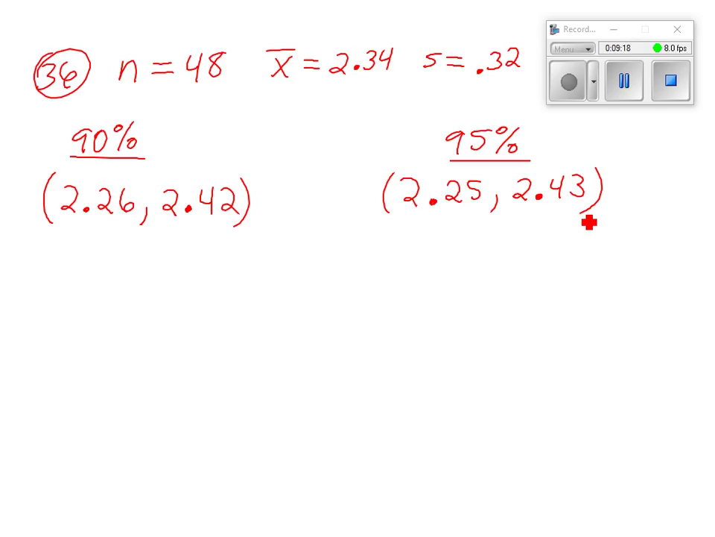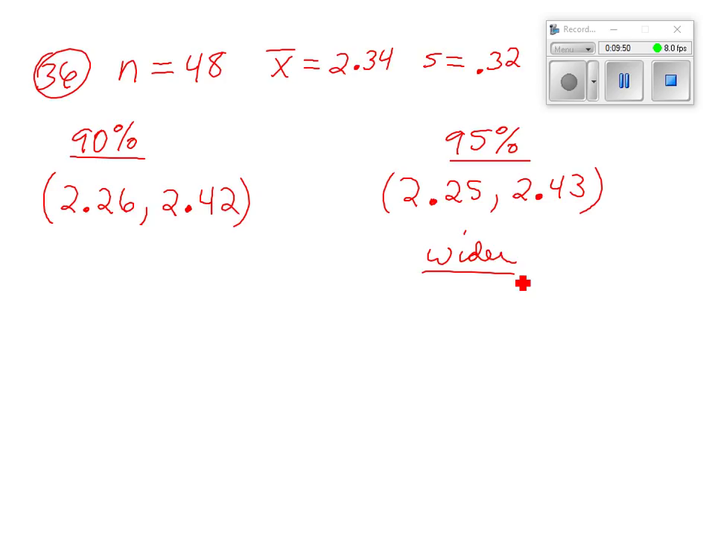Now they want you to compare the two. They're pretty close to the same. They are the same. So this one was probably not a real good one to compare. But what should happen when you go to the 95% confidence interval? It should be wider. The higher confidence percentage you try to use, the wider it gets.